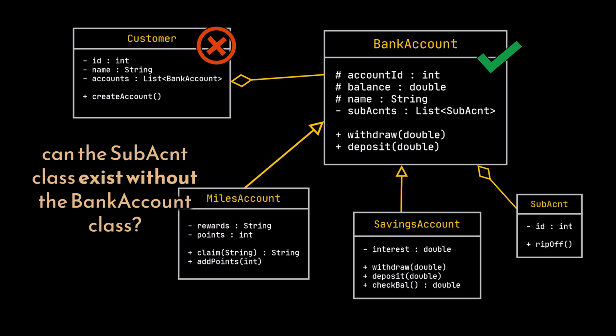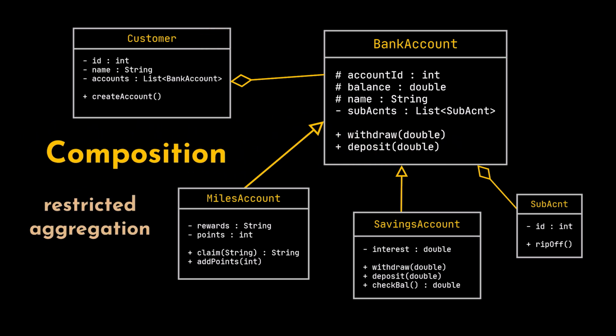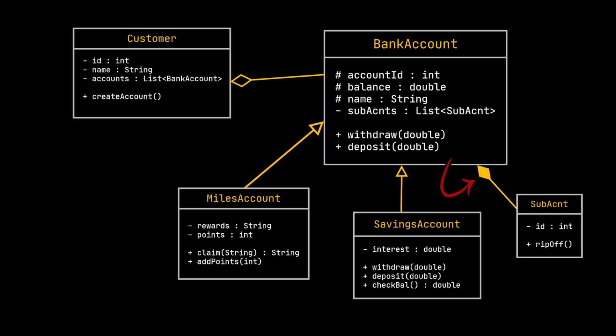If we delete all bank account objects from our application, the customer class will still be meaningful. But what are we going to do with the sub-account class? Well, nothing. It is useless now. And when the contained object cannot exist without its container, this is called a restricted aggregation or a composition, and that is exactly what we have in this case. So we can only update the arrow linking the bank account class to the sub-account class to a composition arrow. However, the one linking the customer and bank account classes has to be left as an aggregation.